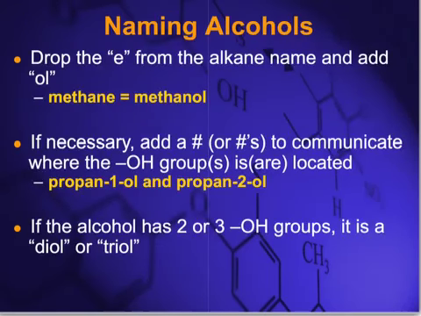As you have noticed by now, alcohols are named by simply dropping the E from an alkane and adding the letters OL. So methane becomes methanol, ethane becomes ethanol, and propane becomes propanol. If there is more than one possible position for the OH group on the chain, we can indicate it with the number 1 or 2 in the case of propanol. And we will give the hydroxyl group higher priority when we're numbering the carbons on the main chain.